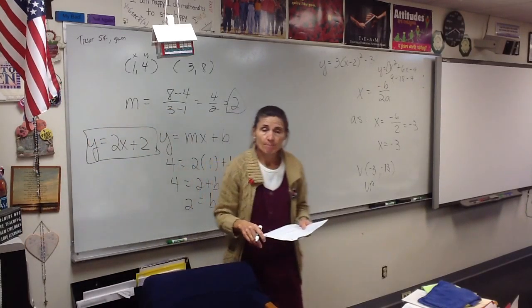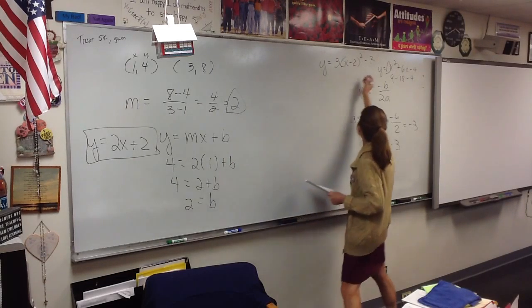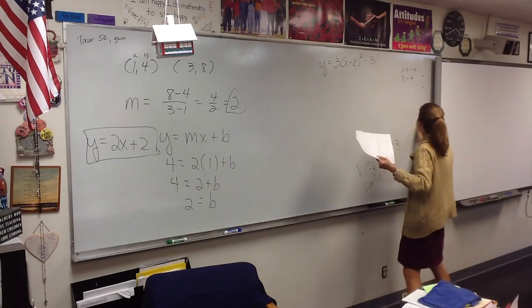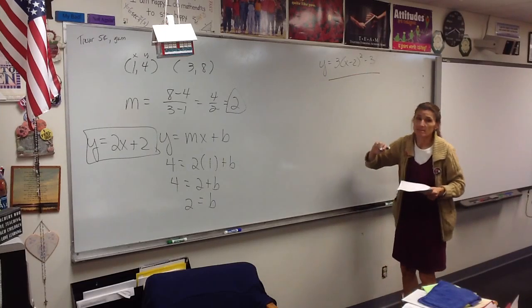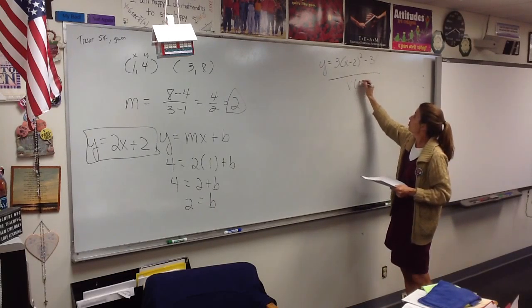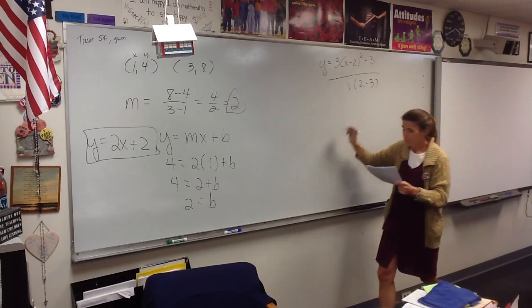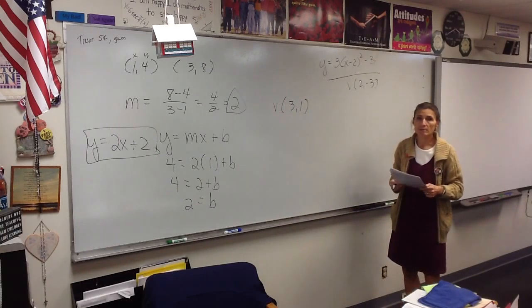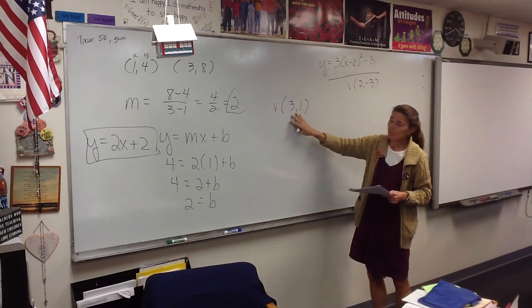Now B is different because B is not looking for a line. B is looking for a parabola. Parabolas look like this. So B is looking for something that looks like this. The vertex of this one would be (2, -3). The vertex of the one we're looking for is (3, 1). So the equation, we want it to look just like this, but we want it to have this vertex.